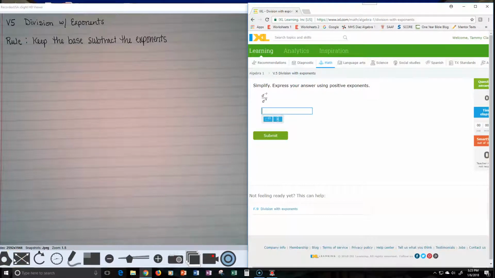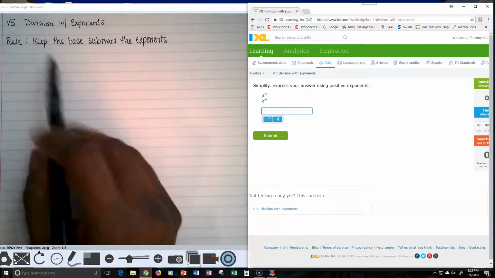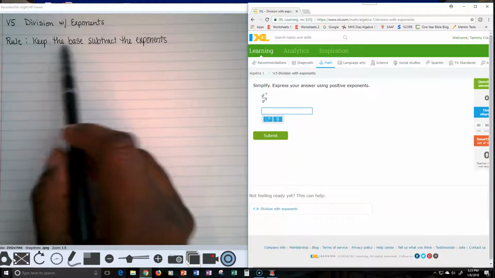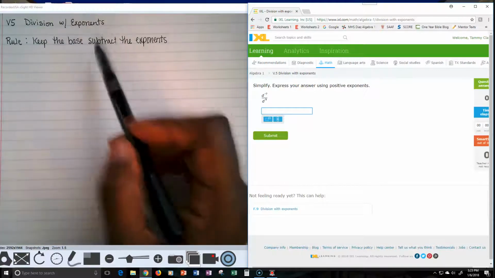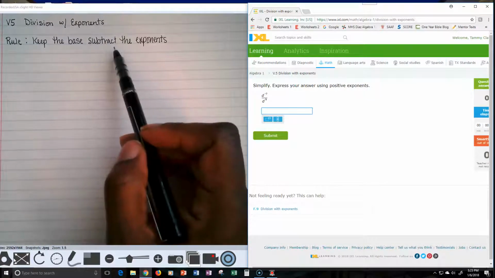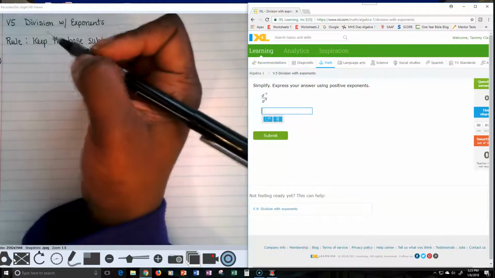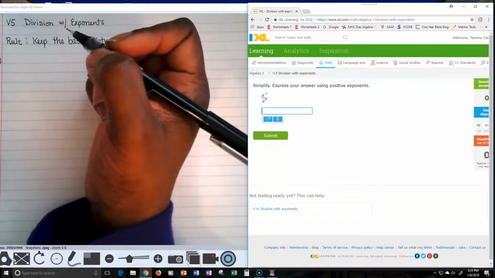Right, we're looking at V5, which is division with exponents. I've written the rule here. When you're dividing exponents, just like on multiplication, you keep the base. The difference is instead of adding the exponents, you subtract the exponents. So our instructions are to simplify, meaning come up with one answer, and to express our answer using positive exponents.